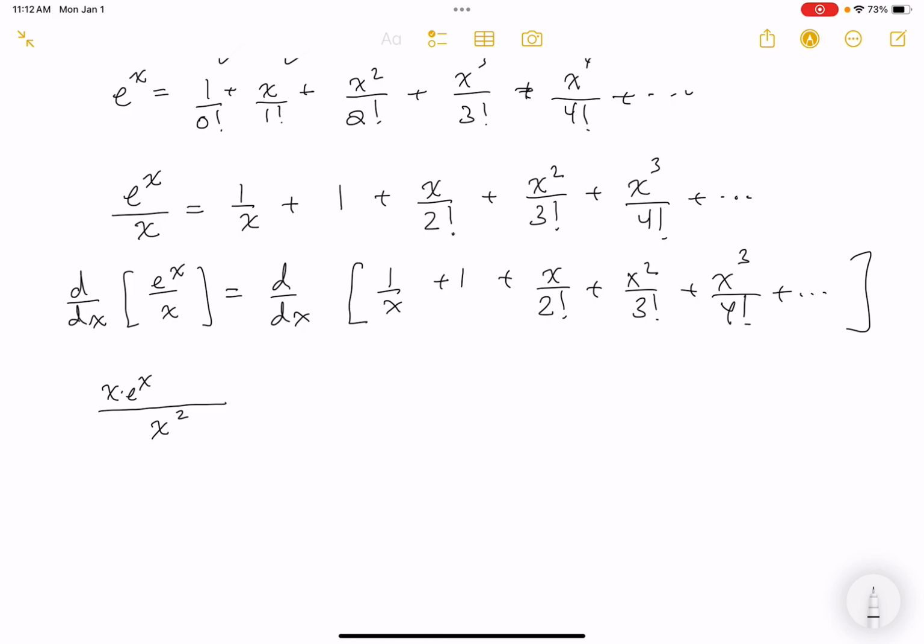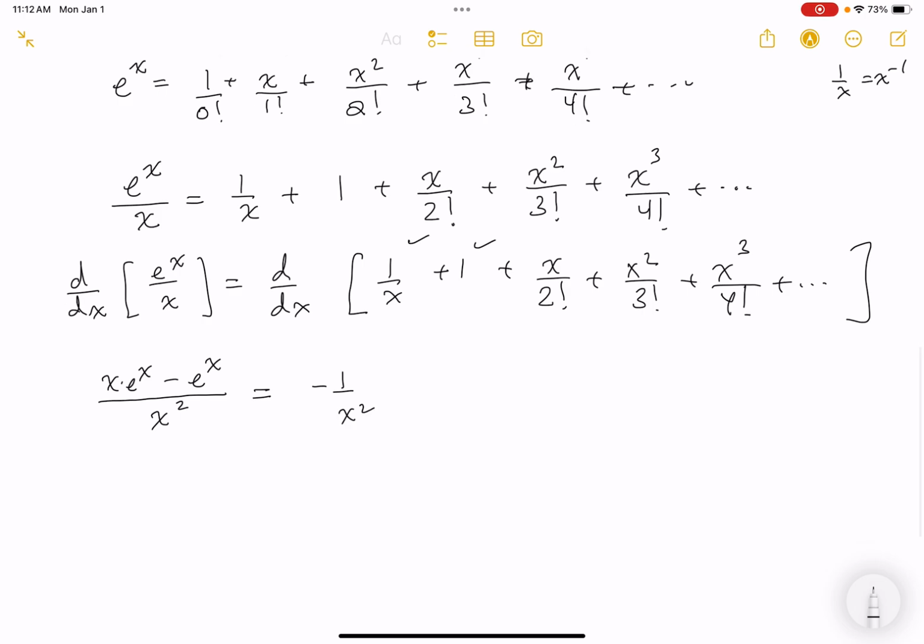Let me think about this. I'm using the quotient rule. Square the bottom, bring the bottom to the top, multiply the derivative of the top, minus the top, which is e to the x, times the derivative of the bottom, which is 1. That was simple. All right, let's do the other side. And I want to make 1 over x the same thing as x to the minus 1. So what do you get there? You get minus 1 over x squared. That's done. The derivative of 1 is 0. I'm not going to write that down.